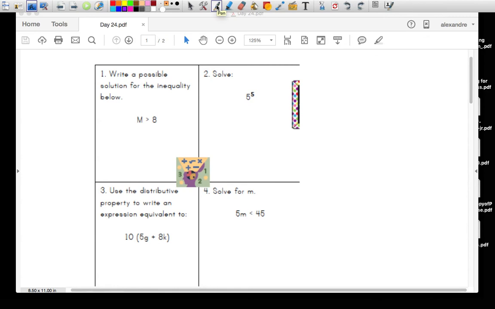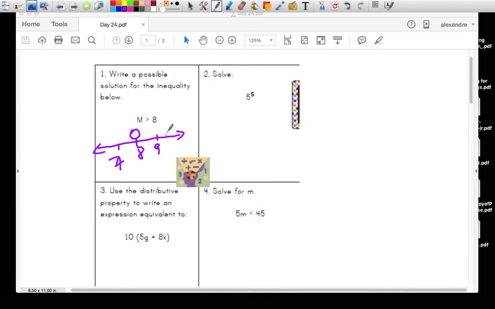So, number one, write a possible solution for the inequality. So a possible solution, okay, and let's graph this. Okay, horrible line, but 8, 9, 10. Oops, this is 7, not 7. So, for a little circle, is it shaded, not shaded? It's an open circle, and we want numbers that are going to be greater than 9.